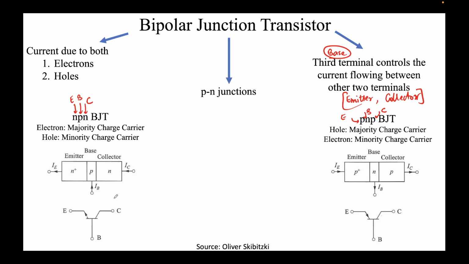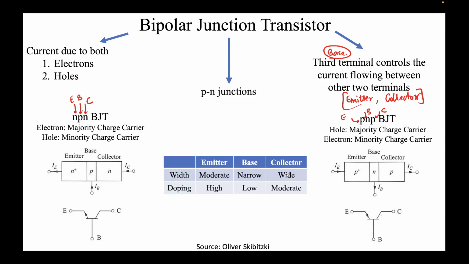One more thing, as I was telling you, you see this is N plus, and one other thing you can notice is the area, so to speak. The base is quite small compared to the emitter as well as the collector, for both NPN and PNP. This design is deliberate. This table just lists what two primary considerations we take into account when a bipolar junction transistor is actually fabricated.